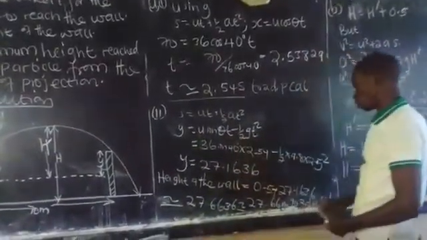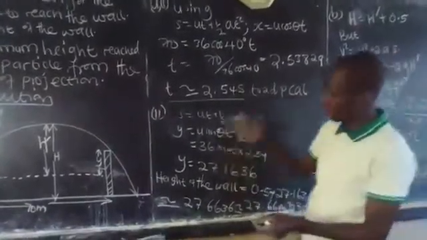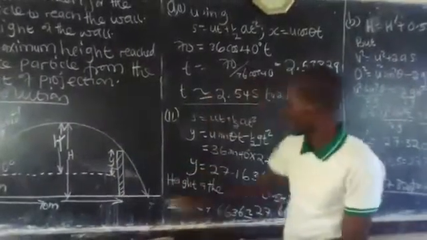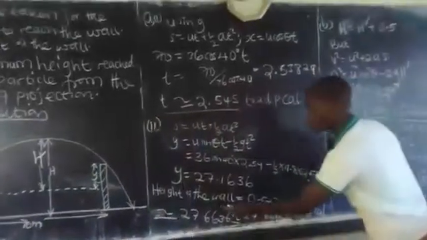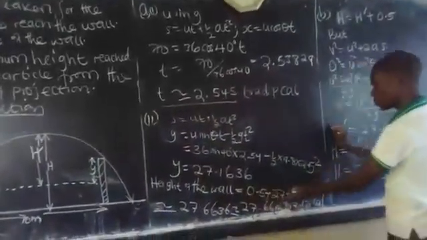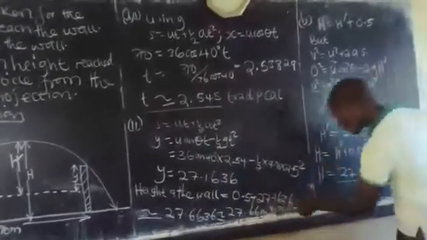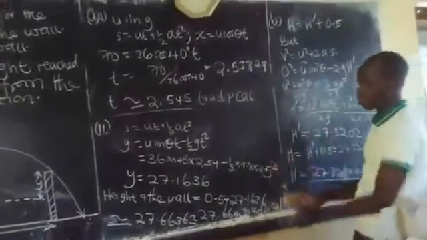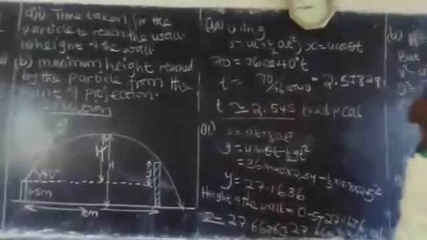Normally, don't round off very fast because you haven't yet added. Then the total height here becomes this one here plus this. This one here is the Y plus the 0.5 we had. We come and we add the 0.5. When we add the 0.5, we come to 27.66 meters to 2 decimal places with a calculator. That's how we find the height of the wall in this case of the question.